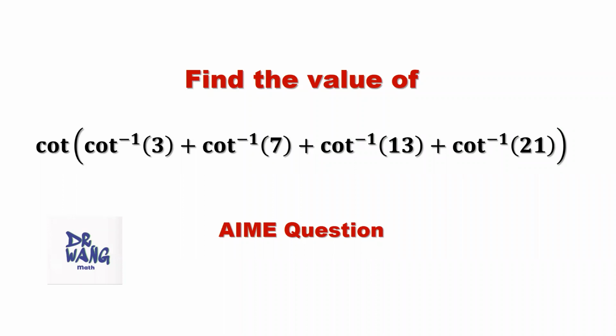Here is the question. Find the value of cotangent of inverse cotangent of 3 plus inverse cotangent of 7 plus inverse cotangent of 13 plus inverse cotangent of 21. These inverses are angles.